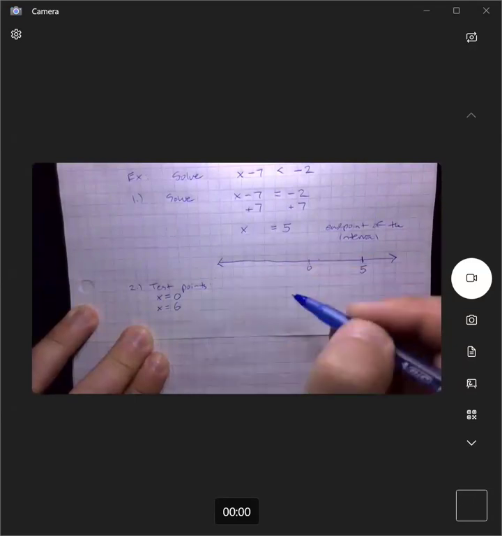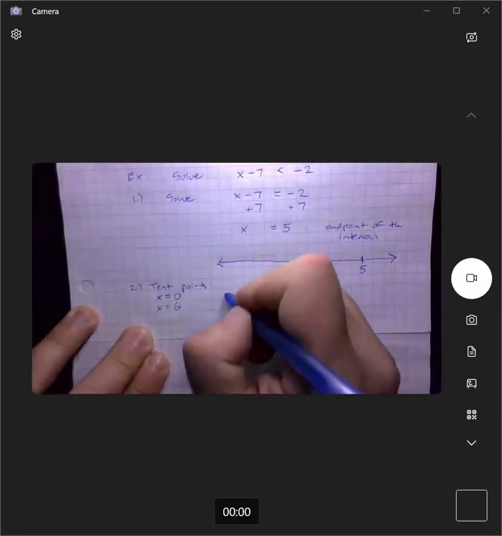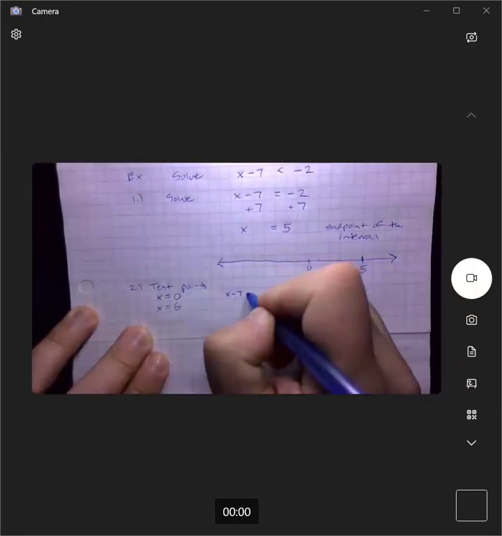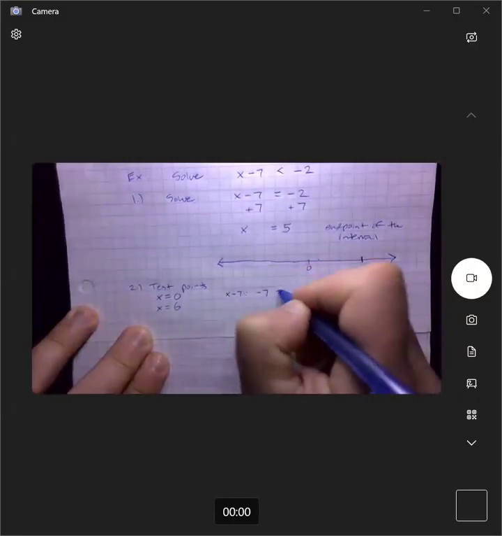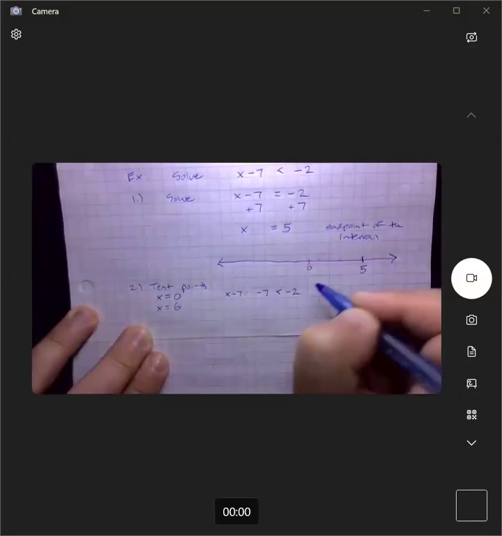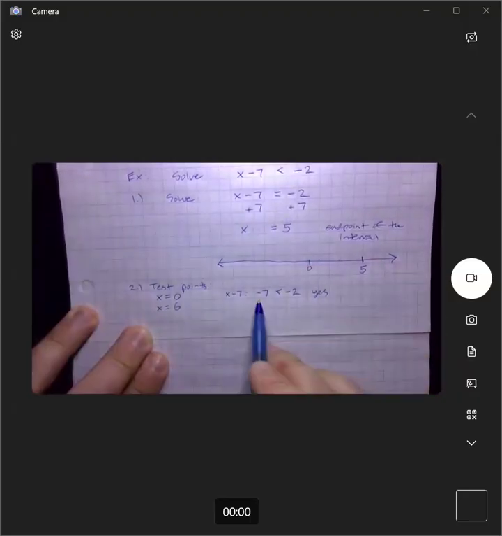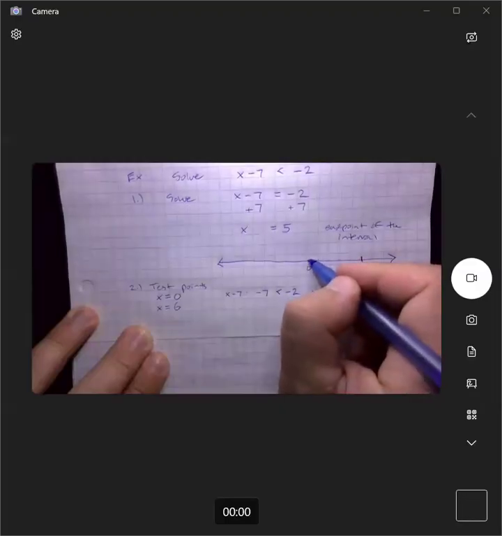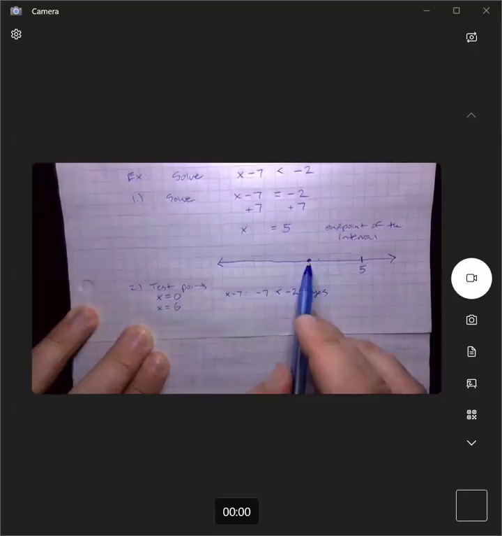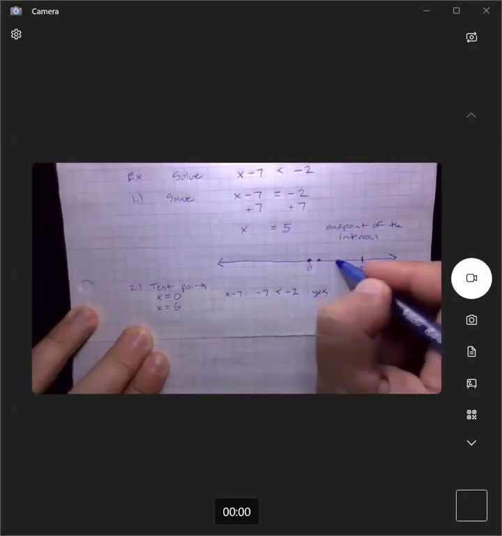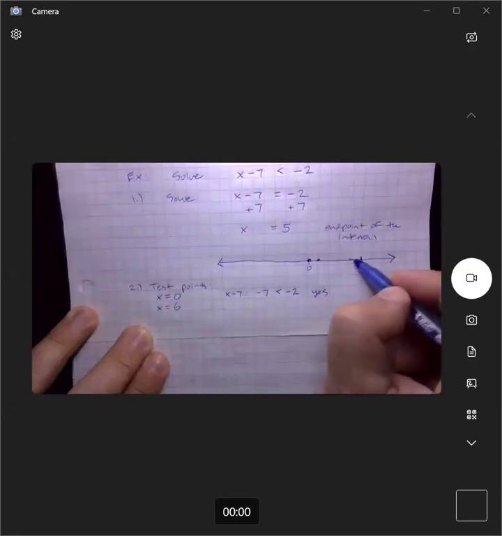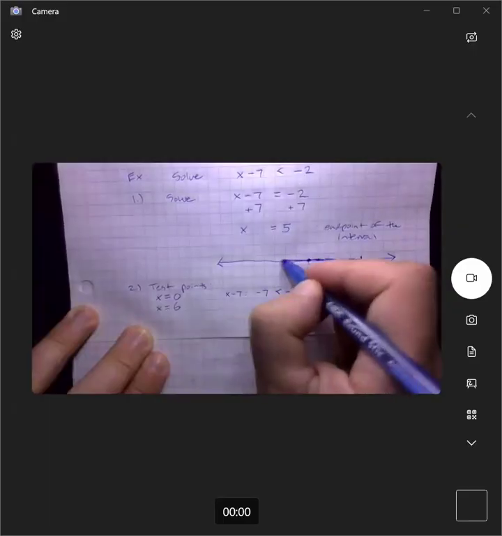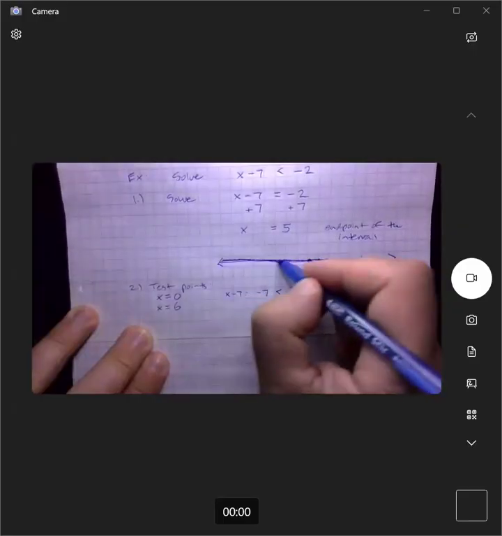So thinking back to our notation, I'm just going to squeeze it in here. If x is 0, I have -7. And it is true that -7 is less than -2. So that means this point x equals 0 is a solution. But that also means that that point x equals 1 is a solution because it's down here in this interval. And in fact, everything in this interval is a solution.